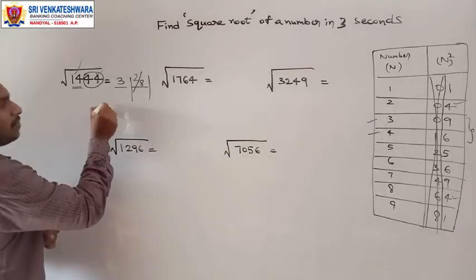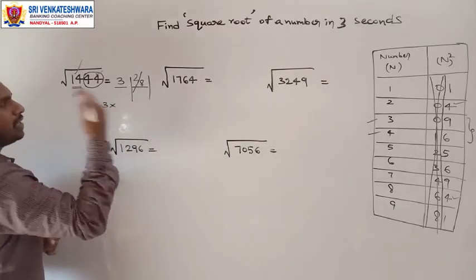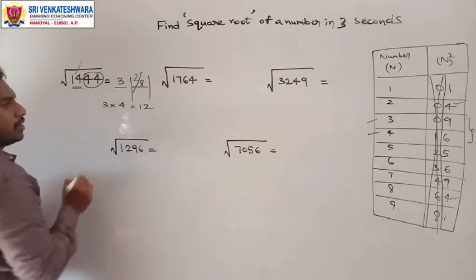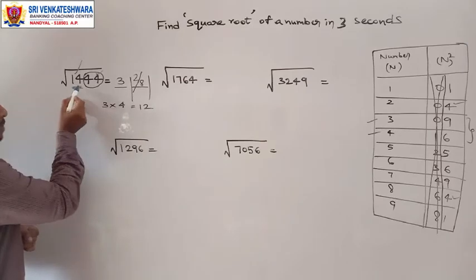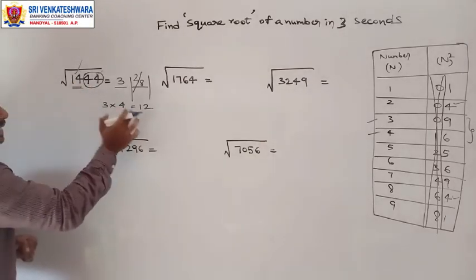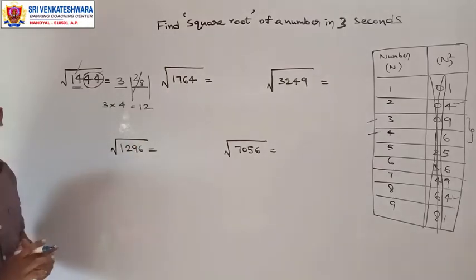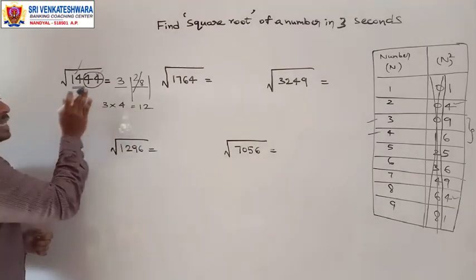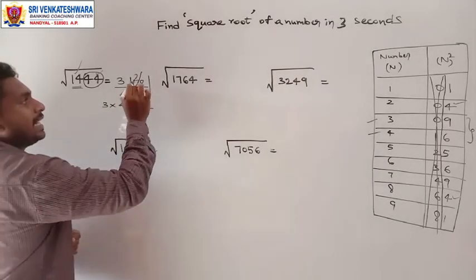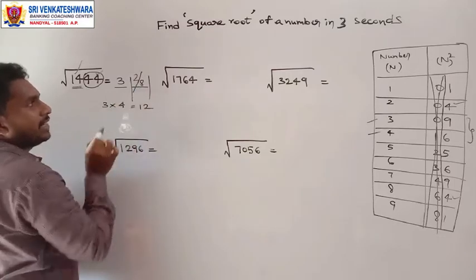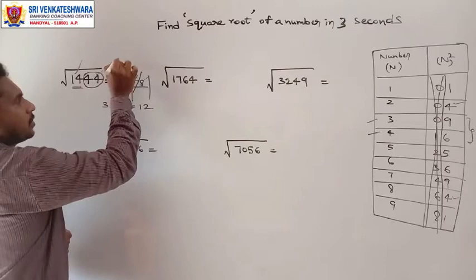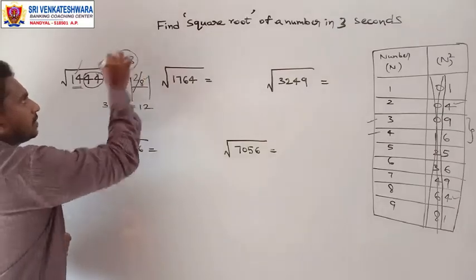It means that 3 into what comes next to 3, that is 4. So 3 4s are 12, right? So whatever the number that is here, that is 14, whether the 14 is greater than 12 or less than 12. 14 is greater than 12, right? So you have to take the greater number in 2 and 8. The greater number is 8, right? So you have to take 8. So the answer will be 38.